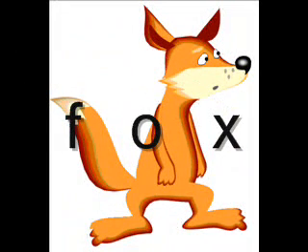A similar thing happens with the letter O. If you start out with the word fox, F-O-X, you have a traditional O sound. But if you change the X to an R, you now have an R-controlled vowel, and you pronounce it for.